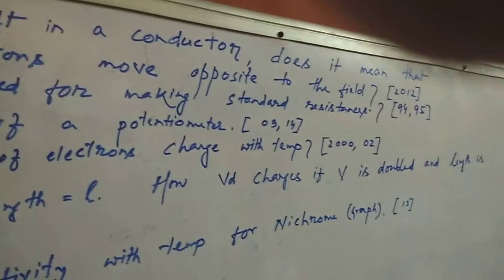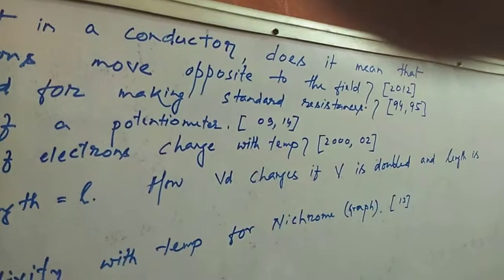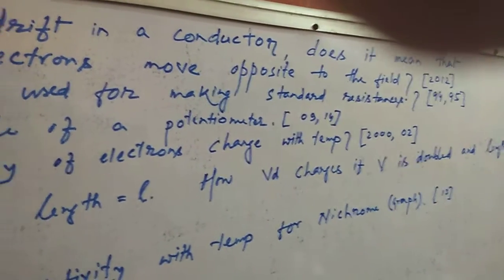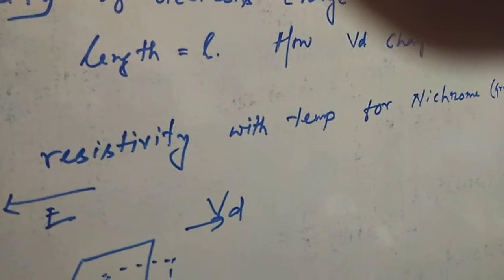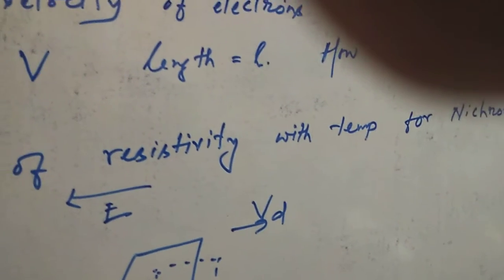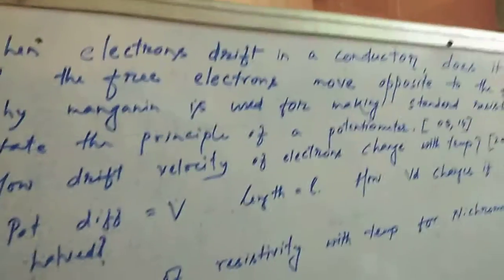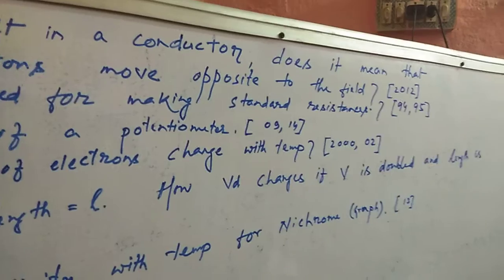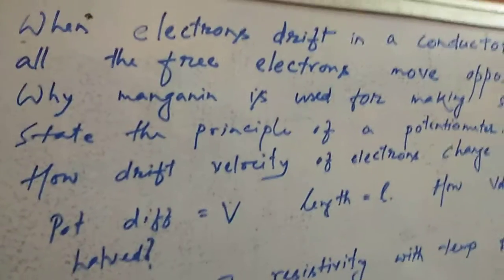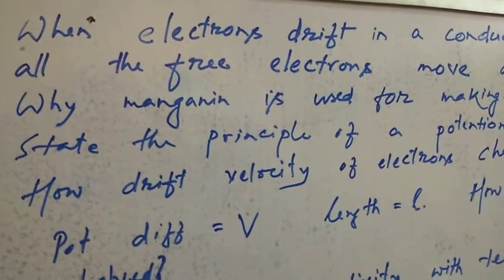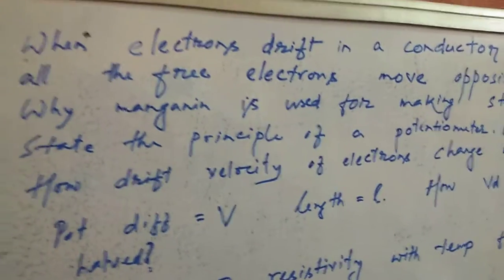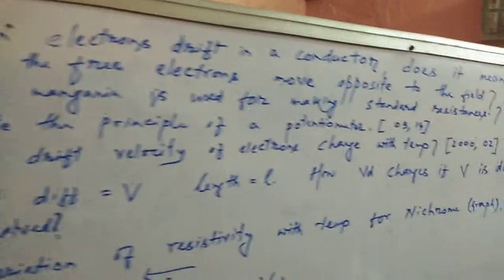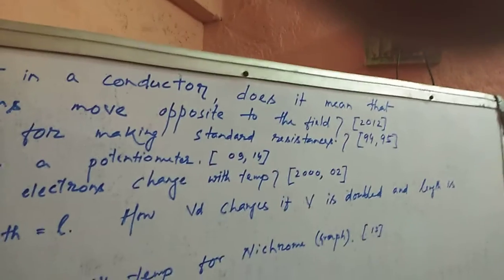Next question is, why manganese is used for making standard resistances? This was asked twice in CBSE, that is in 94 and 95. You can see here that this question is repeated. That means in 94 and 95, both the years this question was asked. So if you have an idea that questions are not repeated, your idea is not very much correct. Questions may be repeated. It's a very important question.